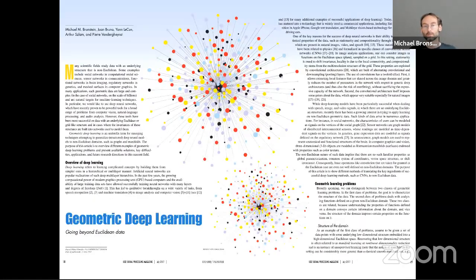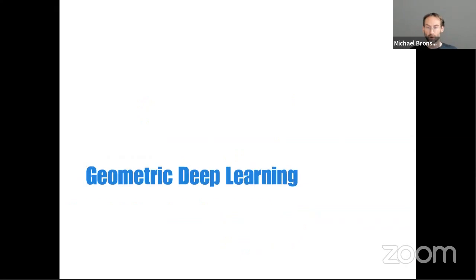And in 2016, I co-authored a paper with Joan Bruna, Yann LeCun, Arthur Szlam, and Pierre Vandergheynst, where we tried to connect several disparate research topics that were around at that time, basically trying to come up with the right inductive biases for non-Euclidean structured data, what we called geometric deep learning.